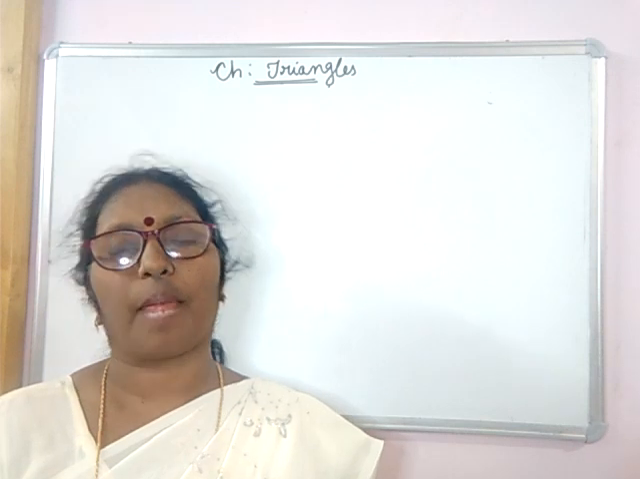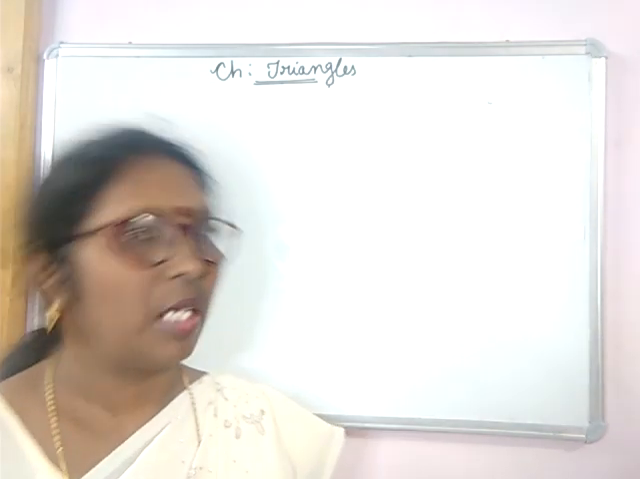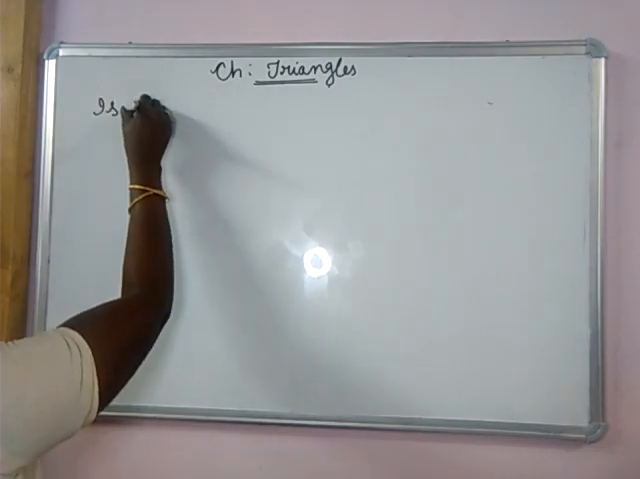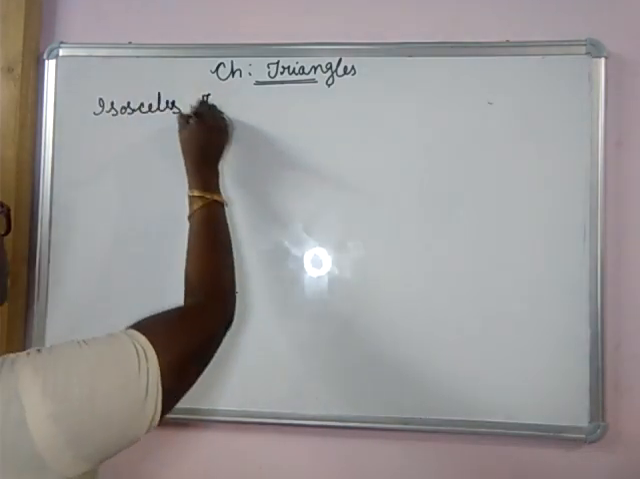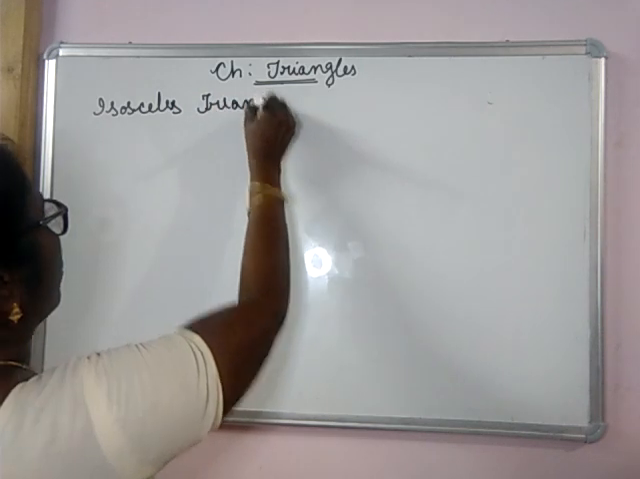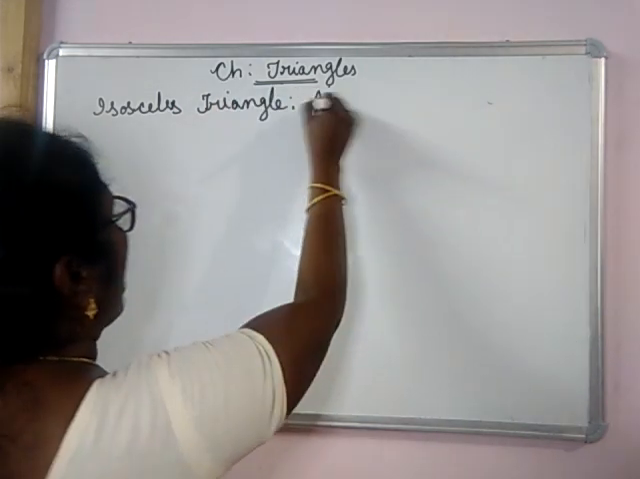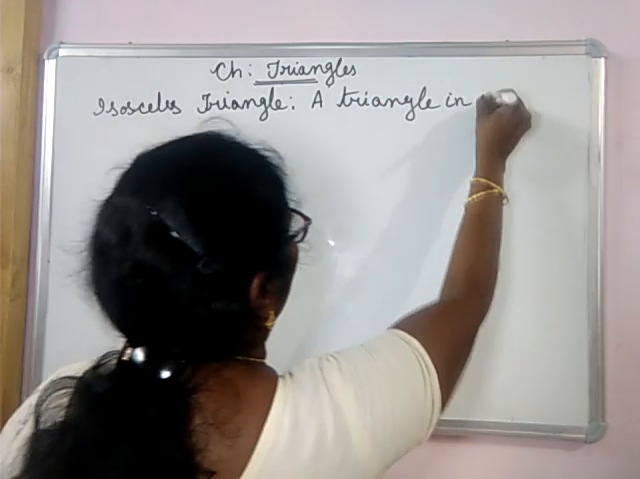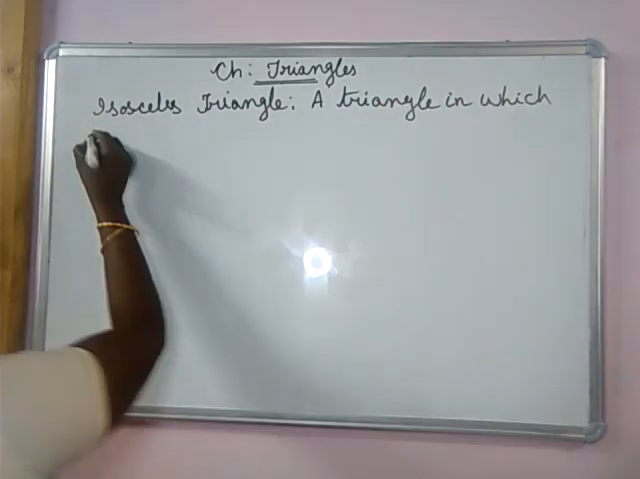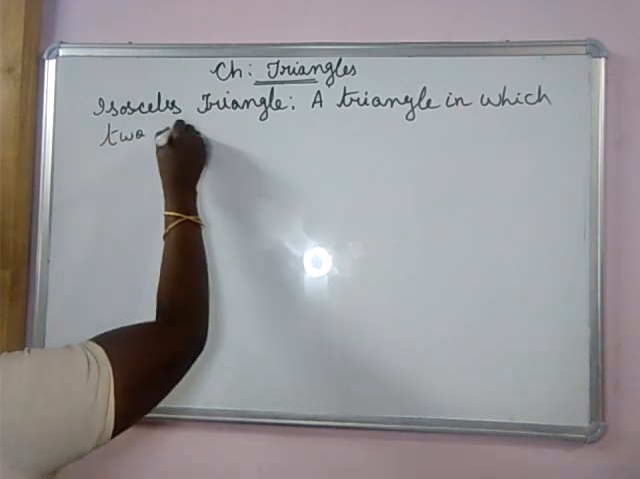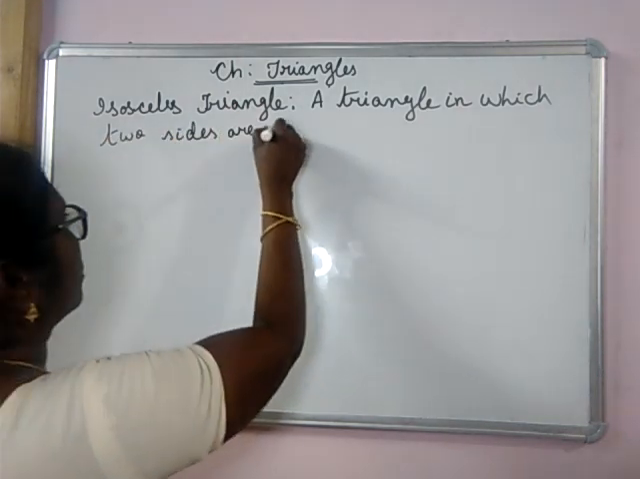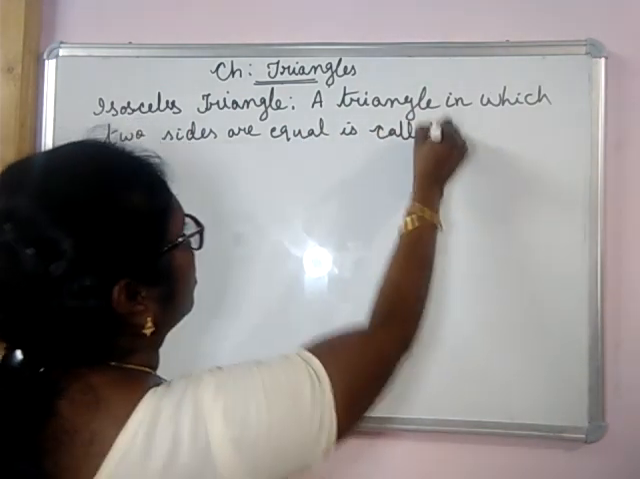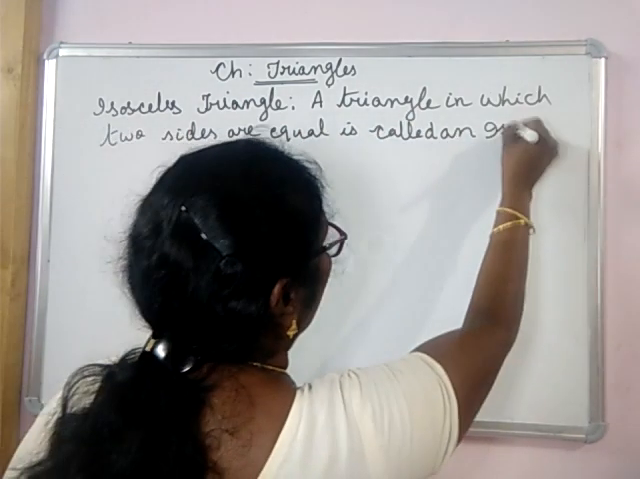Today you are going to learn about isosceles triangles of chapter triangles. What is an isosceles triangle? A triangle in which two sides are equal is called an isosceles triangle.